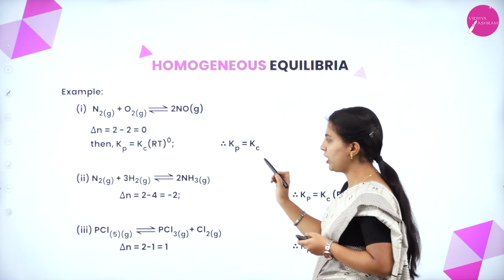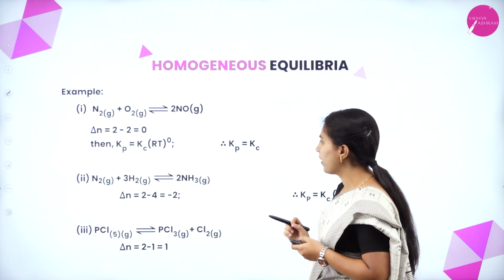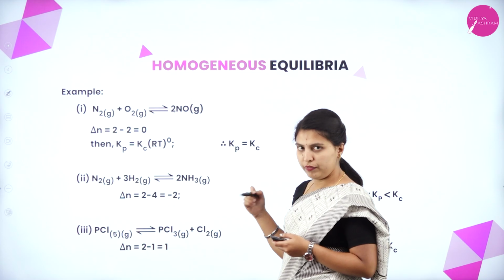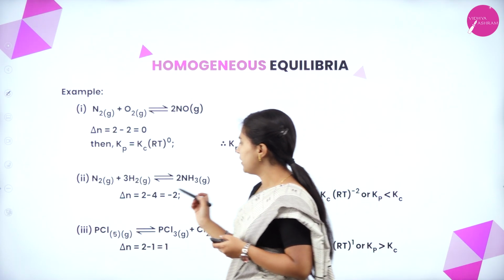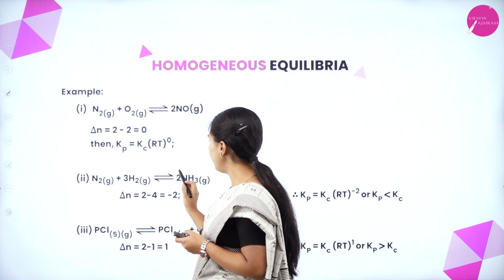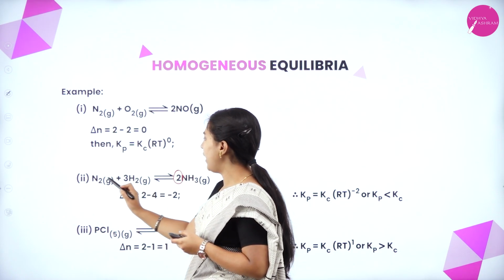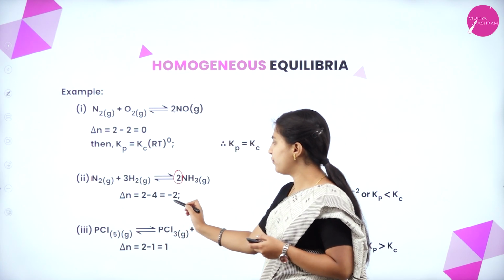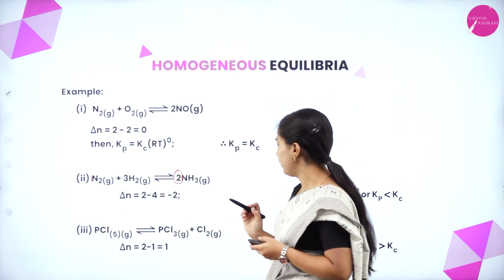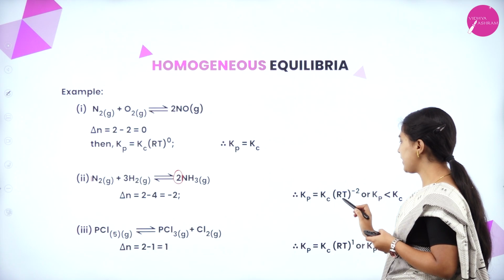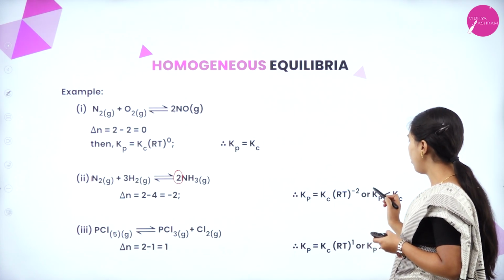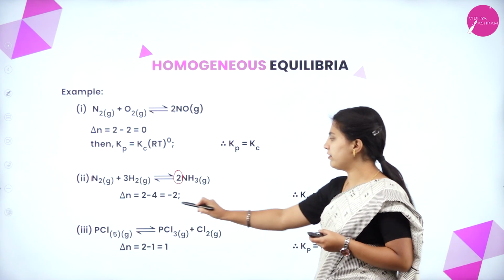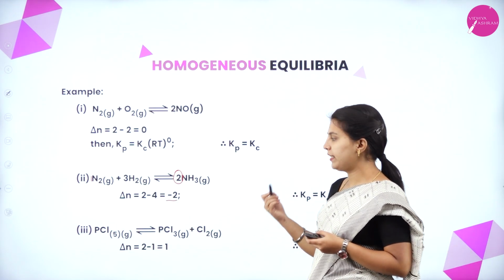That shows Kp equal to Kc. Okay. Another example we'll see. Nitrogen and hydrogen reacting will give rise to ammonia. See here, overall 2 moles of product, and here 1 plus 3 equal to 4. 2 minus 4, minus 2, will form. So Kp equal to Kc into (RT) to the power minus 2, or Kp is lesser than Kc. If this is in negative sign, so Kp is less than Kc.